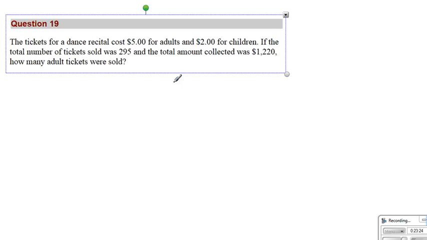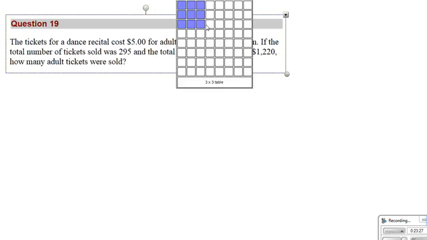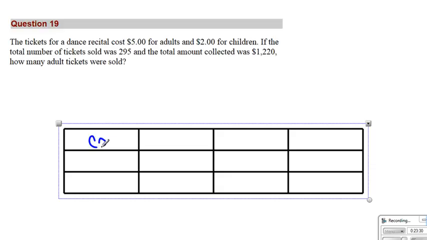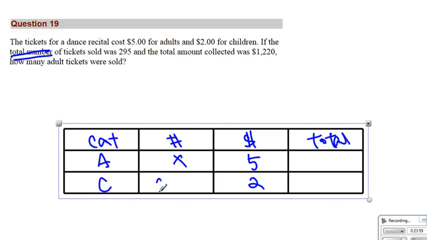Alright, here we have another ticket question. So we're going to set up the category, adult and children, and value. This is total. This is number. Now 5 for the adult ticket and 2 for the child ticket. Total number here, keyword is total number. So if adult ticket was, for example, x, then child's ticket would be 295 minus x. That's how we can calculate the total one.